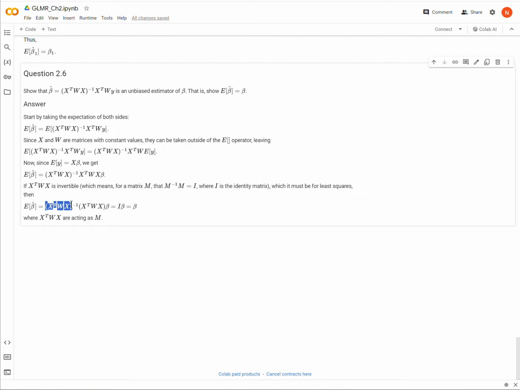So I can rewrite my expression, putting parentheses in places where it makes all of this obvious. I have X transpose WX inverse times X transpose WX, and all of that then is the identity matrix, and the identity matrix times anything else is just that same thing, right? So I get identity times beta, which is just beta. And so now we've shown what we want to show, which is that the expectation of beta hat is beta.